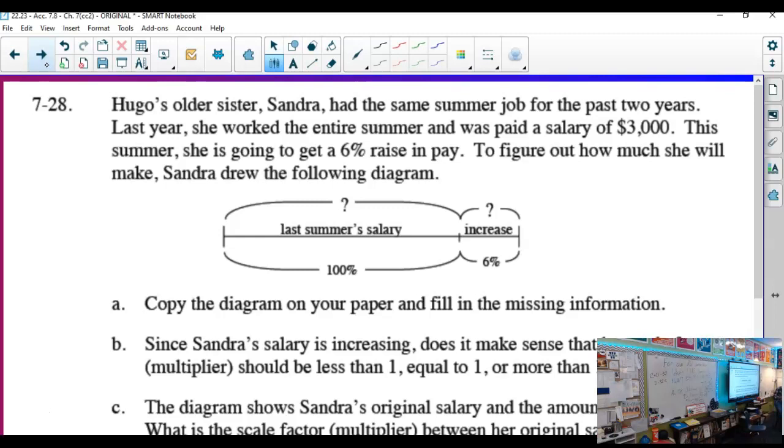So, Hugo's older sister, Sandra, has a job and was paid a salary of $3,000. Good job, Sandra. 6% raise. Annabelle, can you walk me through it? I guess you and Nick weren't really working because Nick and I were back there nerding out. Did you make it through this problem or no? Okay, totally fine. I kind of stole your partner.